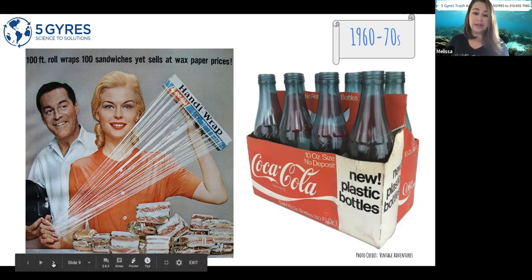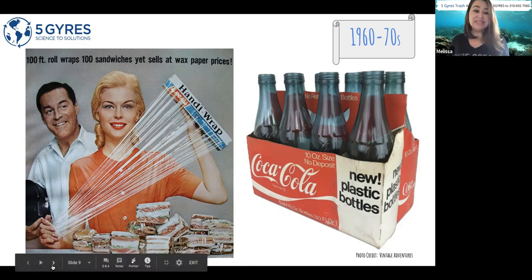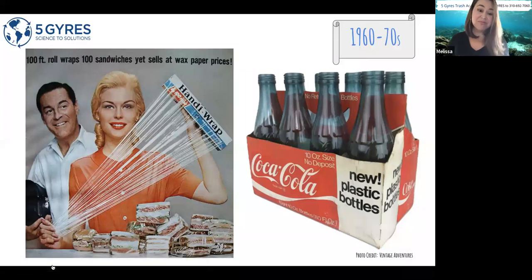Very quickly, we became addicted to disposable plastic items like cups, bags, straws, and containers because they were cheap, easy to use, kept our food and beverages fresh, and were everywhere.